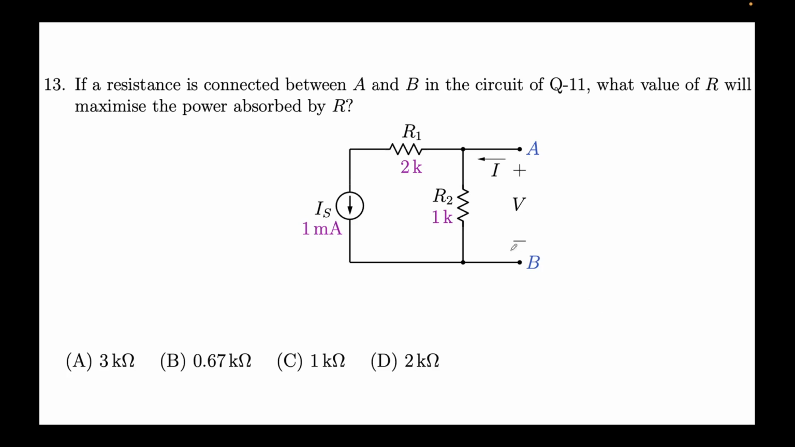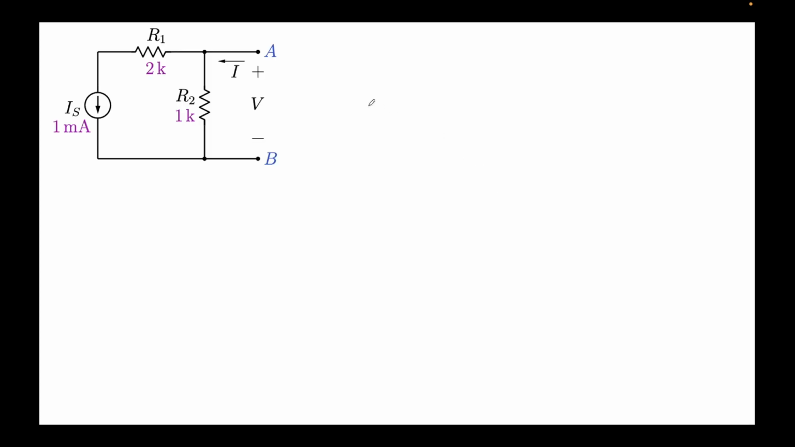Now it asks: if a resistance R is connected between A and B in the circuit of Q11, what value of R will maximize the power absorbed by R? So what it's asking is essentially the Thevenin equivalent.